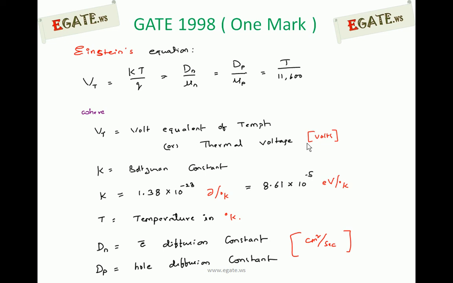If Vt units are volts, that is nothing but kT by Q units are volts. The question asked is Q by kT. Q by kT is nothing but the reciprocal of volts, that is volt inverse, which is the right answer.